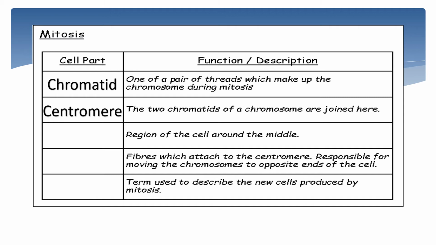The region of the cell around the middle would be your equator. Fibers which attach to the centromere, responsible for moving the chromosomes to opposite ends of the cell, would be your spindle fibers. And the term used to describe the new cells produced by mitosis would be your daughter cell. So well done if you managed to get all of these terms correct. If you didn't, then you might want to go back to the start of the video.